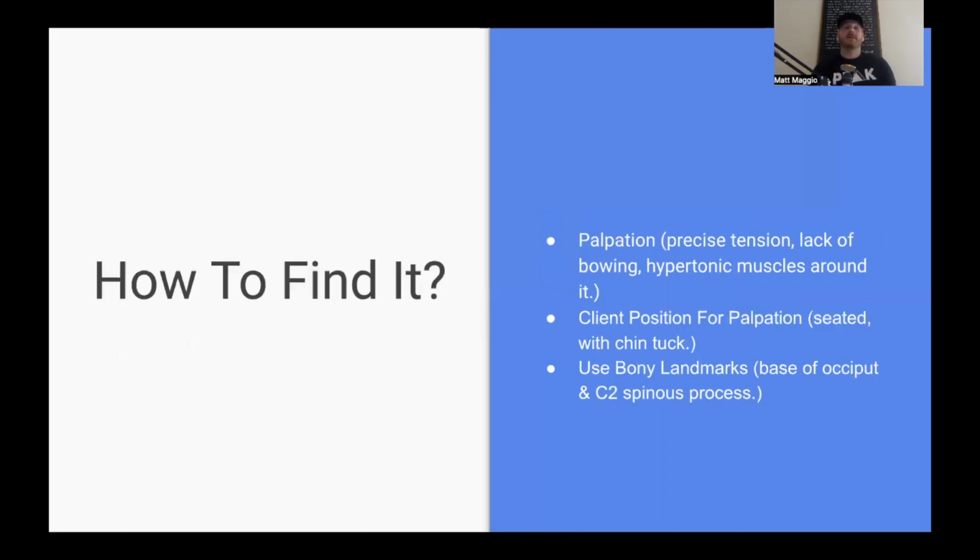How to find it? I always say, if you can't find it, you can't fix it. Your palpation needs to be very precise, very focused. Essentially, when there is a nerve entrapment going on, the nerve doesn't have a lot of movement to it.